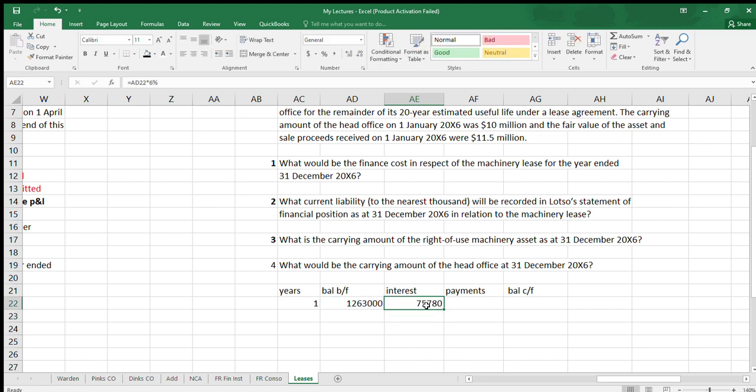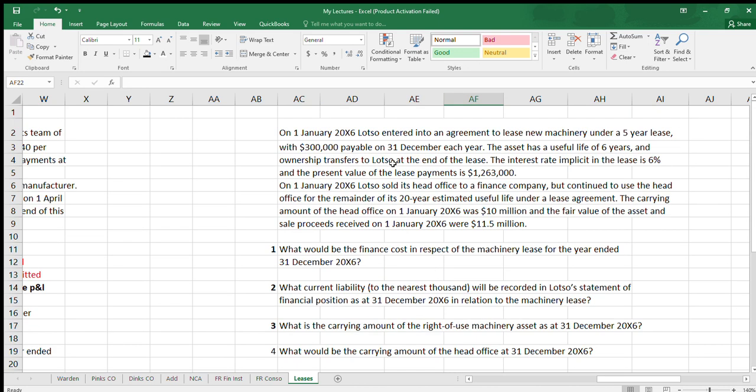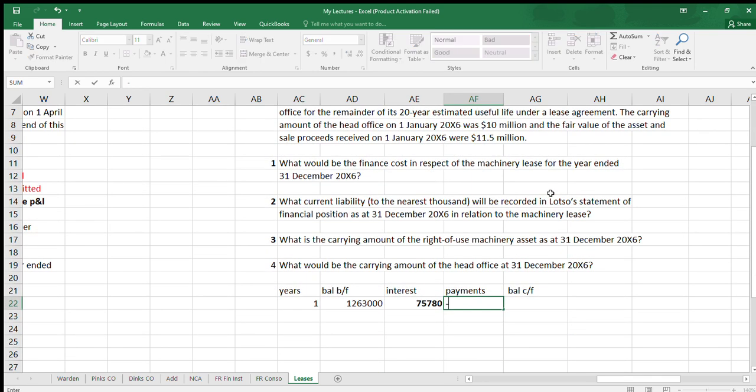So one is just requiring you for the interest payment. This should be your answer. No need to break, but the payment is made in arrears, 300,000 payable, so negative 300,000. And the balance carry forward is this plus this minus this. That's all.